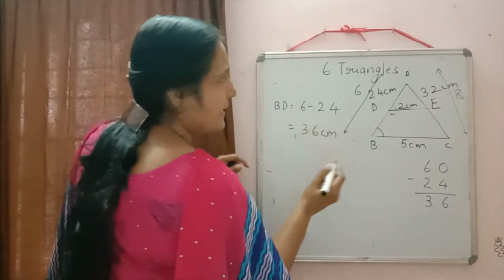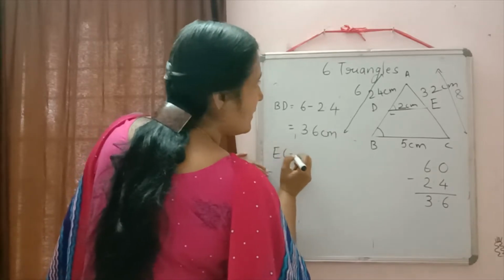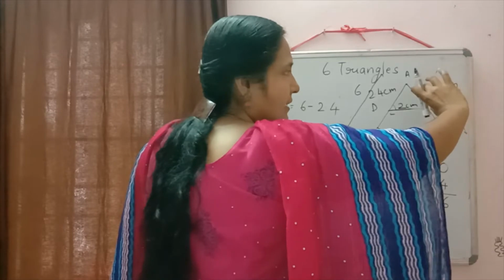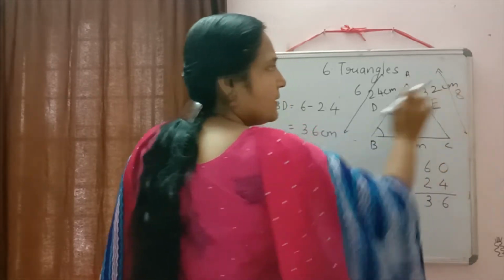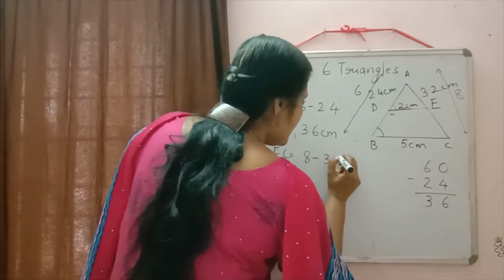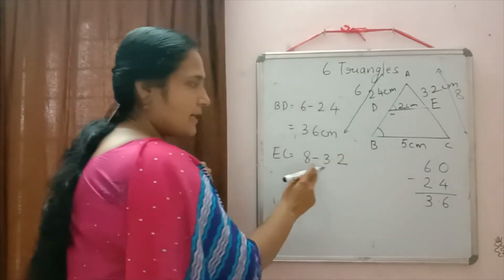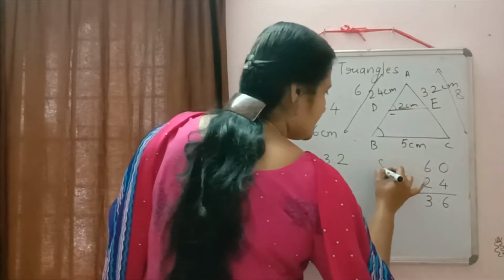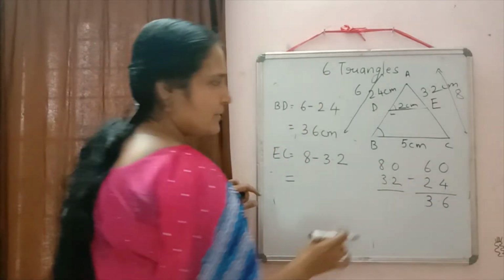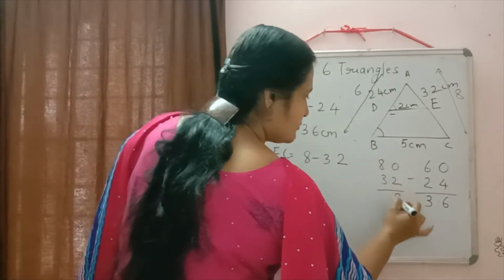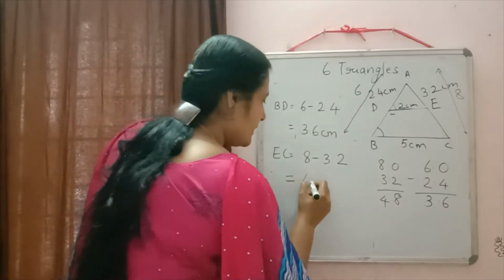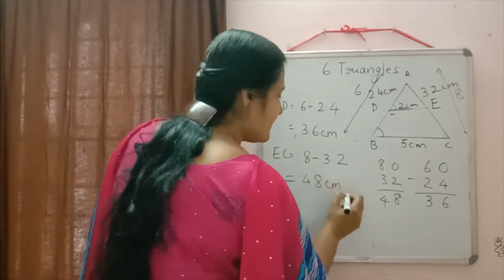Then we will calculate EC. So again EC what will come? Total AC is equal to 8 centimeter and AE is equal to 3.2 centimeter. Then it will come 8 minus 3.2. 8 minus 3.2. If you want, you can check here. 8.0 minus 3.2. So that will be equal to 10 minus 2, 8, 7 minus 3, 4. So our answer will be equal to 4.8 centimeter.